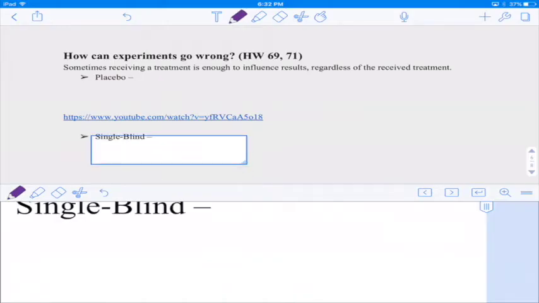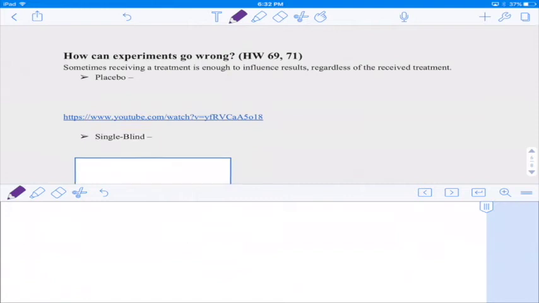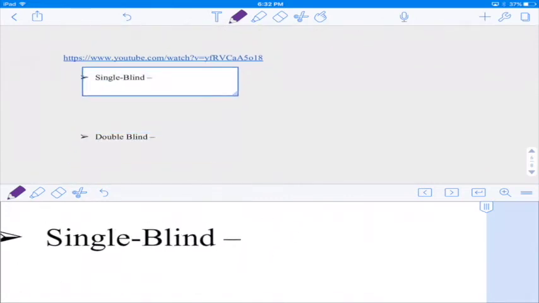So now that we're all good on placebos, we have the single blind and the double blind. You may have heard these before. Single blind is when only one person knows, typically the doctor or whoever's giving the experiment.